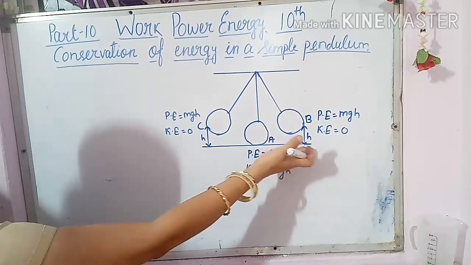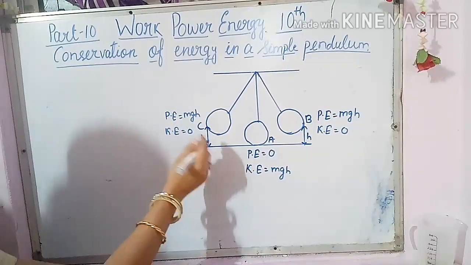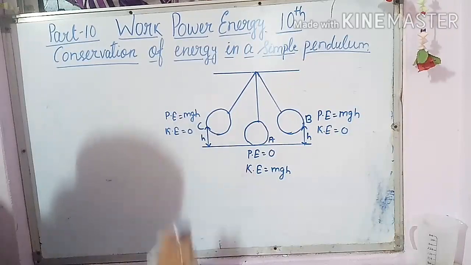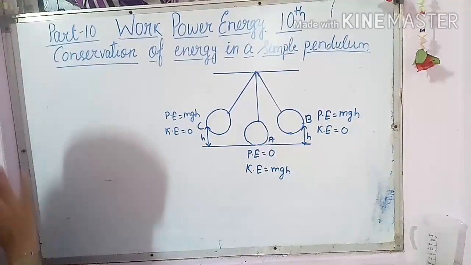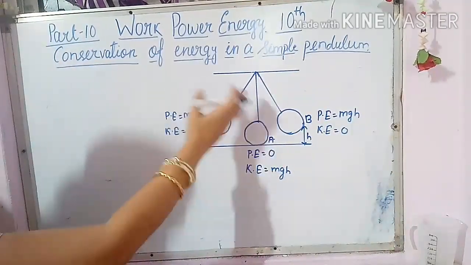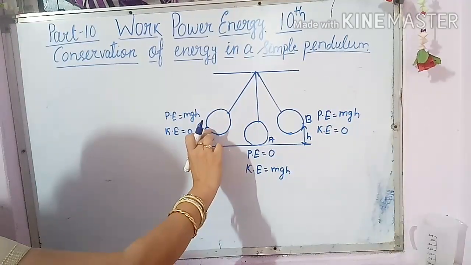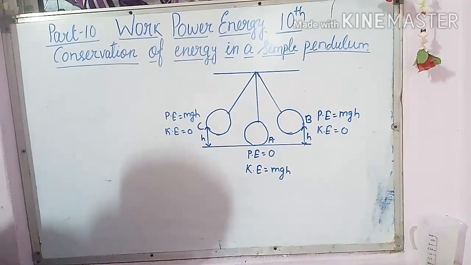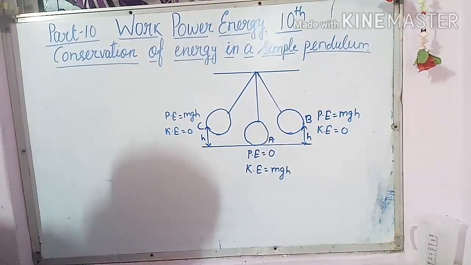Suppose this line I have drawn is your base, the mean position. Whatever height it has risen, at position C it is H, and at position B it is also H. I will explain these things, but for now just see the picture: it swings up to a height H, and A is the mean position and B is the starting position, meaning I stretched it and left it from this position only.